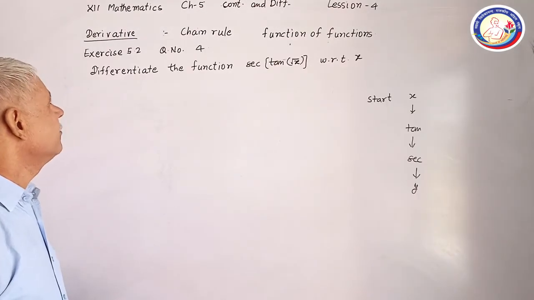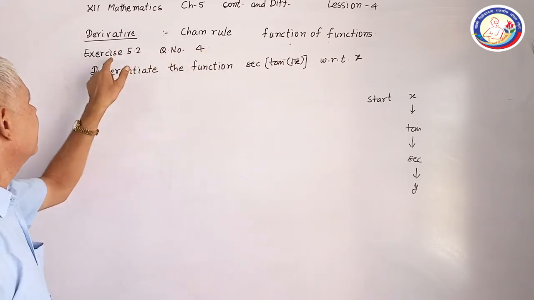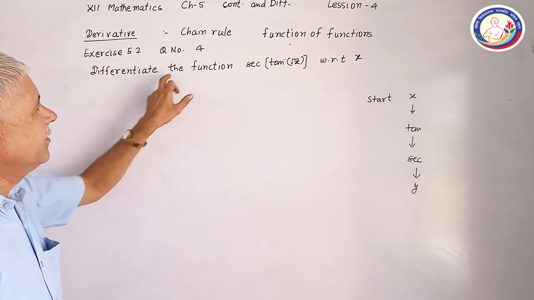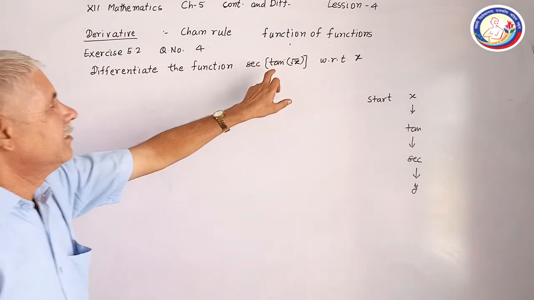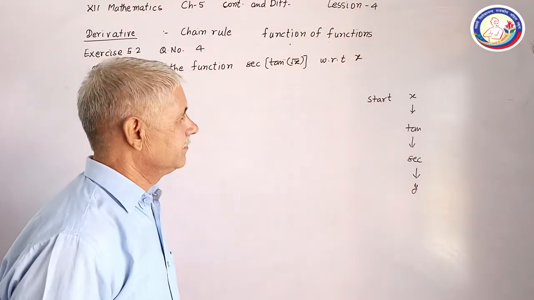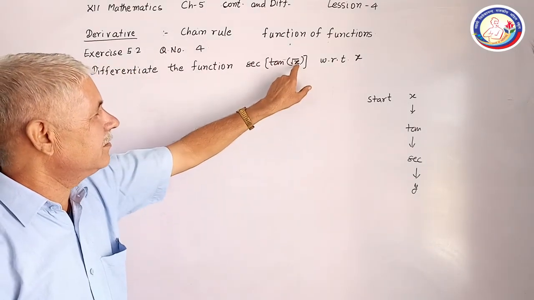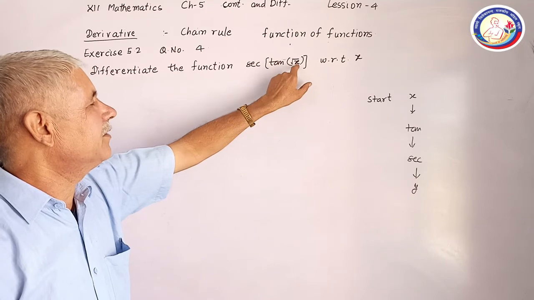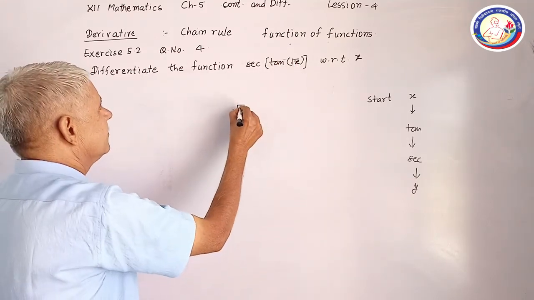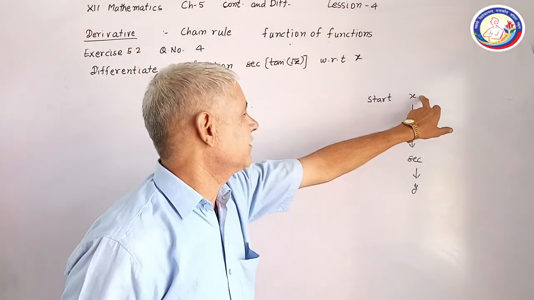Now I am going to solve question number 4 of our exercise 5.2. Differentiate the function sec of tangent of square root of x with respect to x. See here, we start with x. This is a function of x. This is one function. We are starting with x.